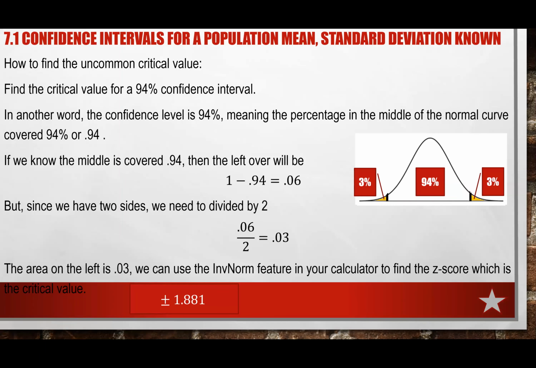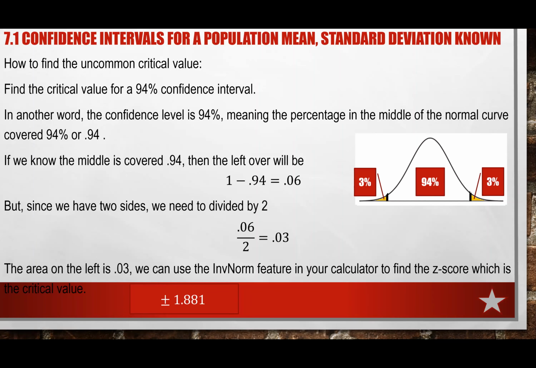Pardon me, Dr. Tran. In that case, will your mean always be 0 and your standard deviation 1? Yes, because we will always deal with the standardized normal curve. So the mean will always be 0 and the standard deviation is always 1 whenever you try to find a critical value.